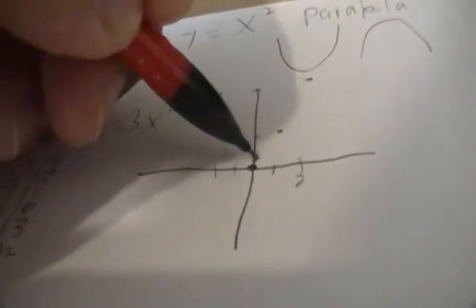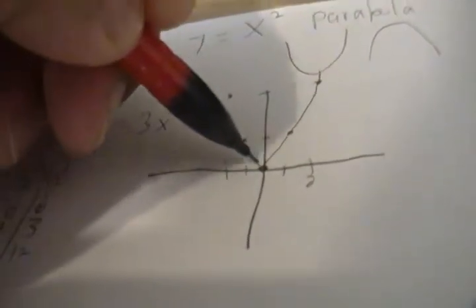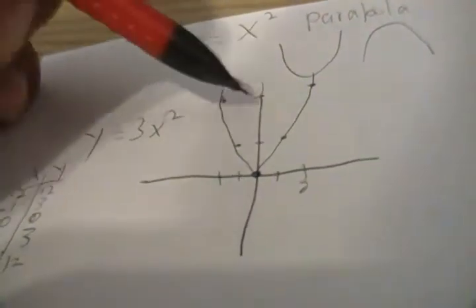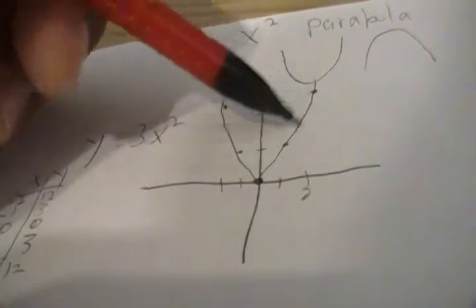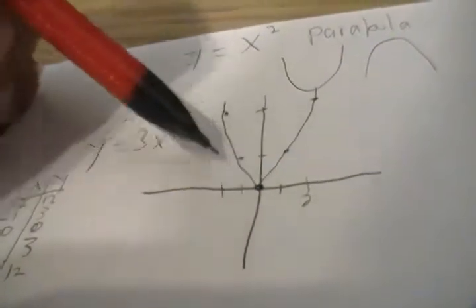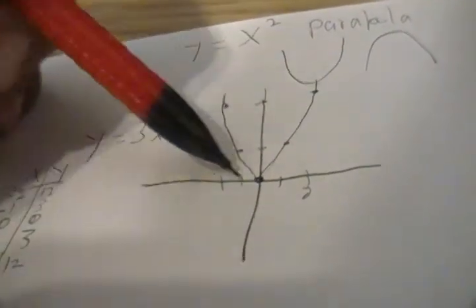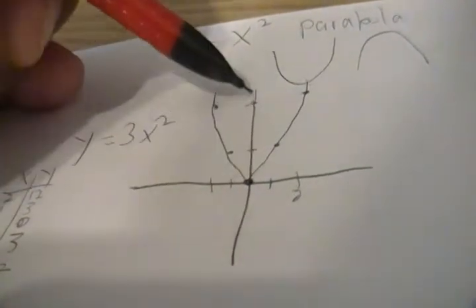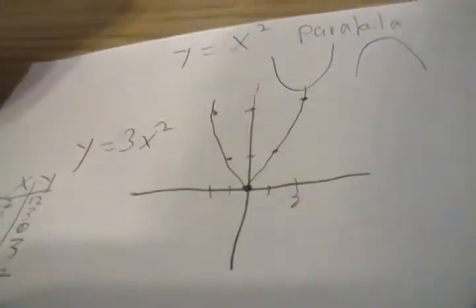Alright, so if you draw this parabola, it looks something like this. And when I'm saying it's symmetric, I mean that this figure right here is just a mirror image of this right here. That's called symmetry. And it's symmetric about the y-axis.